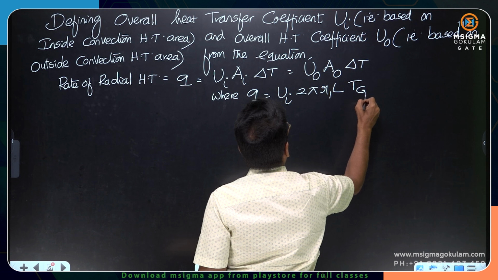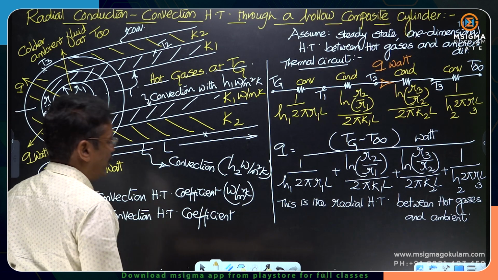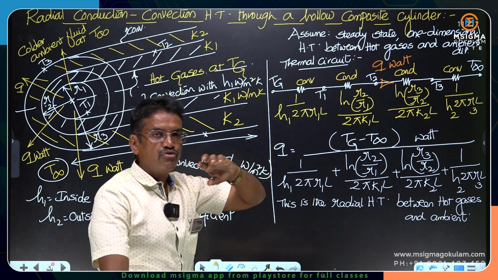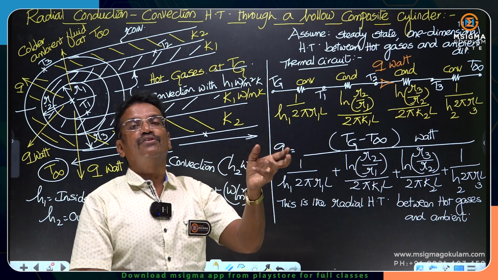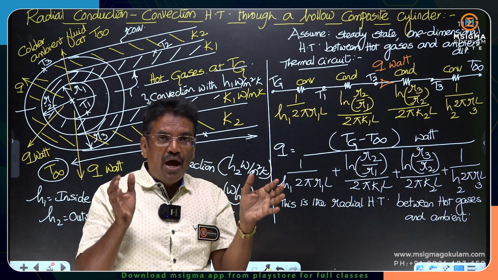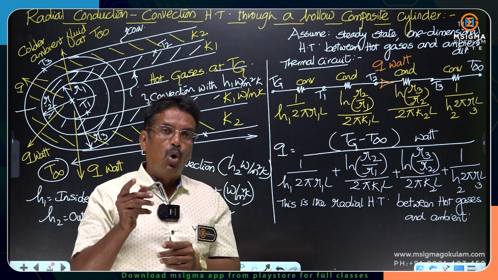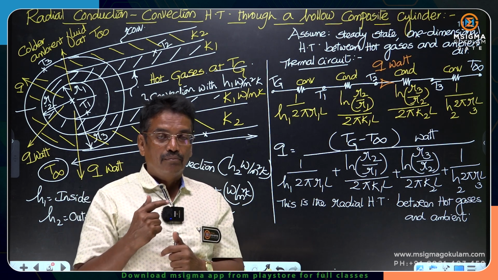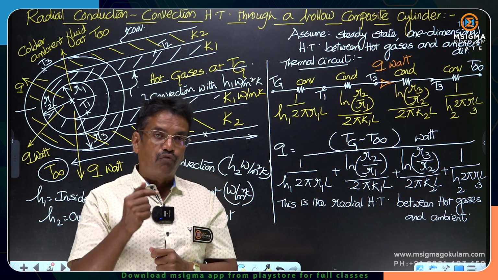What is the delta T? The total thermal potential in the entire circuit. Whenever we define the overall heat transfer coefficient, the delta T should be taken as the total temperature difference. What is the significance of U? It takes into account all the thermal resistances existing in the thermal circuit, the entire effect of all the resistances put together. If the U value is more, the total thermal resistance against the heat flow will be lesser. That is the important thing you should understand.